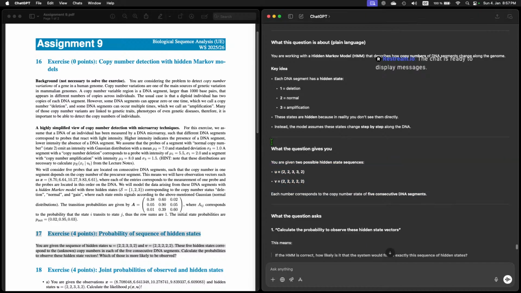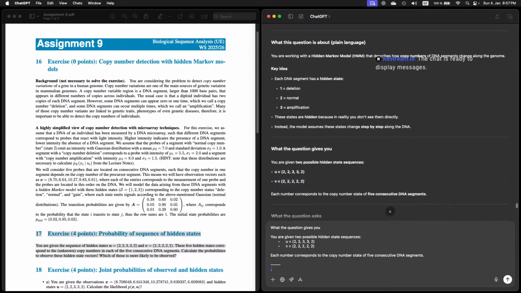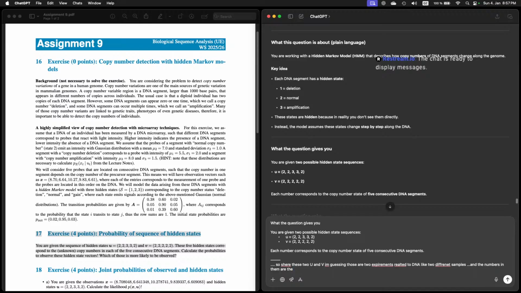Okay, so my first question is, here these 2, U and V, I'm guessing those are 2 experiments, 2 different DNA samples, and the numbers in them are the same as the hidden states, with 1 for deletion, 2 for normal, 3 for amplification.